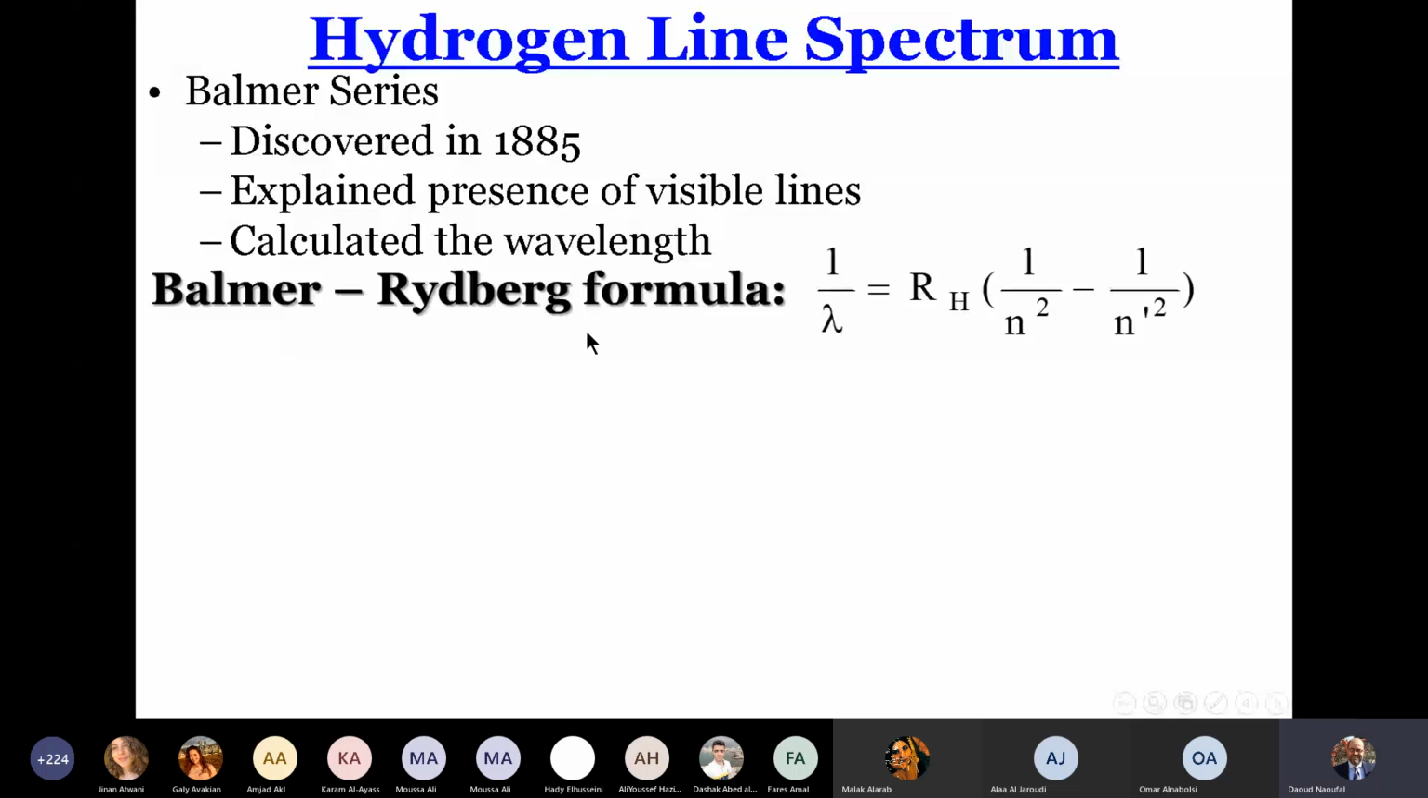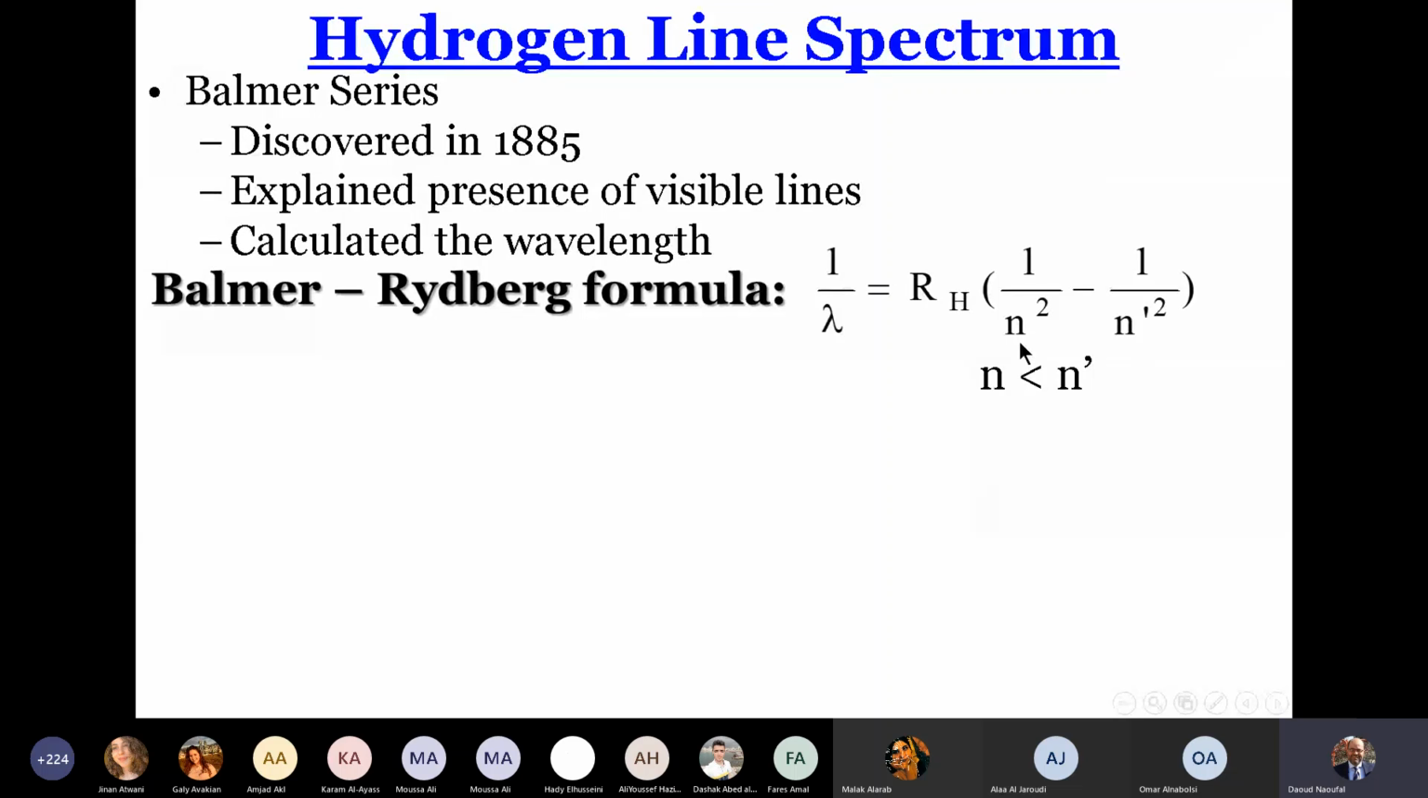This is the formula known as the Balmer-Rydberg formula: 1 over lambda equals RH times (1 over n square minus 1 over n prime square). And n is the initial level and n prime is the final level, and n is less than n prime.